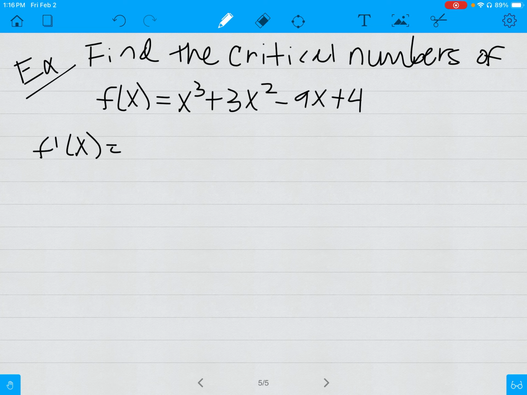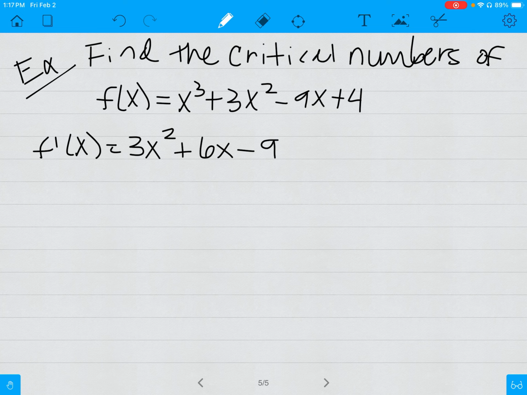Okay, so to find our derivative here, the derivative of x cubed, we bring that 3 down front and subtract 1 from the exponent. So we have a 3x squared. The derivative of the second term, 3x squared, we bring the 2 down front and it becomes a multiplier. So 2 times 3 is 6. x, subtract 1 from the exponent, it just becomes a 1, so that's the same thing as x. The derivative of minus 9x, we have minus 9. And then the derivative of positive 4, because it's a constant, is equal to 0.